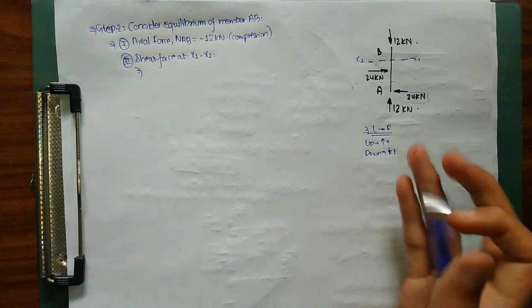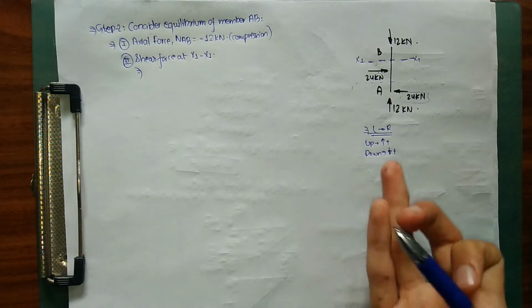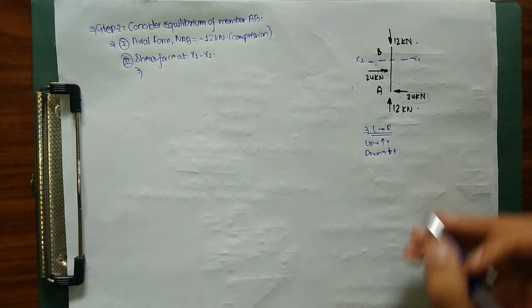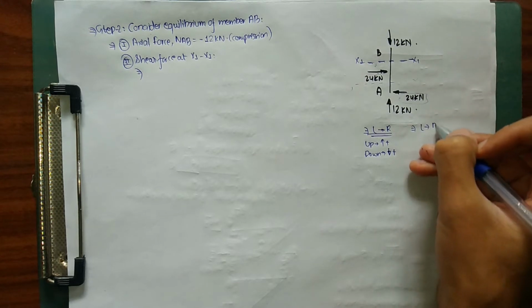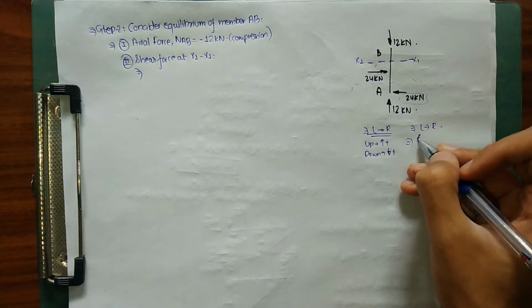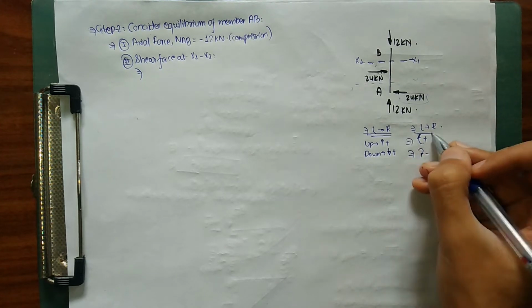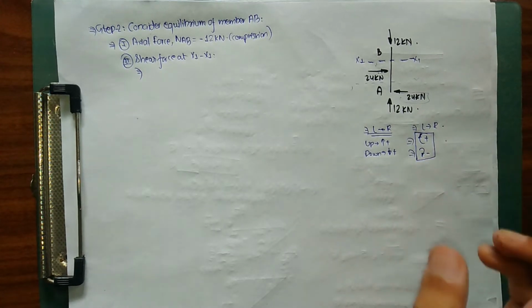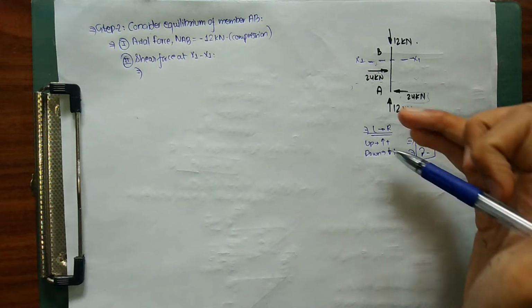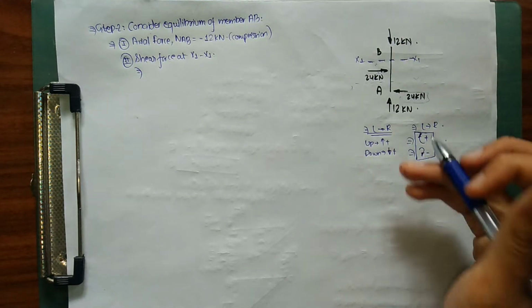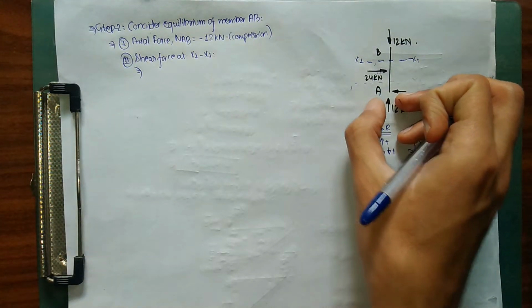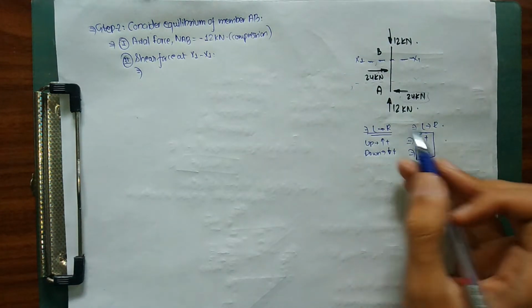While we are moving from right to left, it is just vice versa: upward force negative and downward force positive. Similarly for moments, while moving from left to right, we take clockwise moment as positive and anti-clockwise moment as negative, and vice versa while moving from right to left. So we are going to follow this sort of sign convention. And right now we are moving from joint A to joint B.